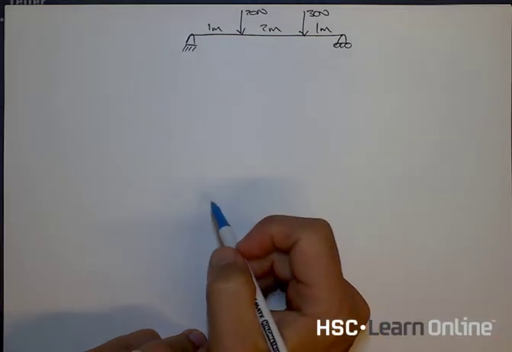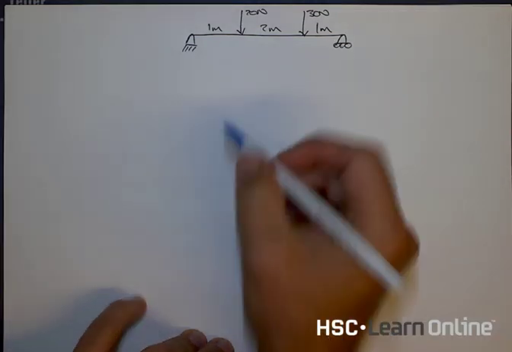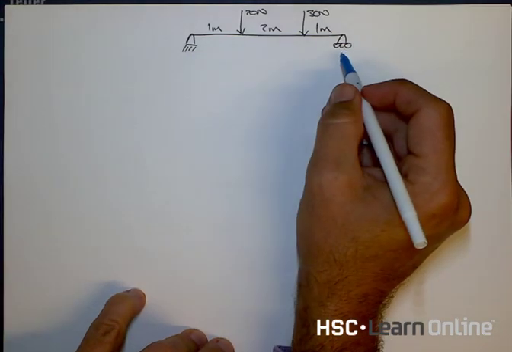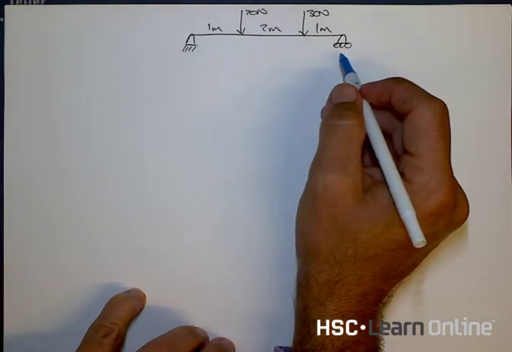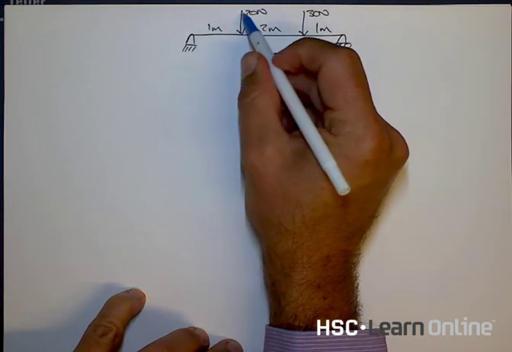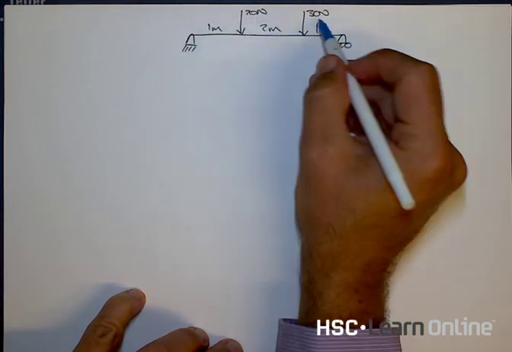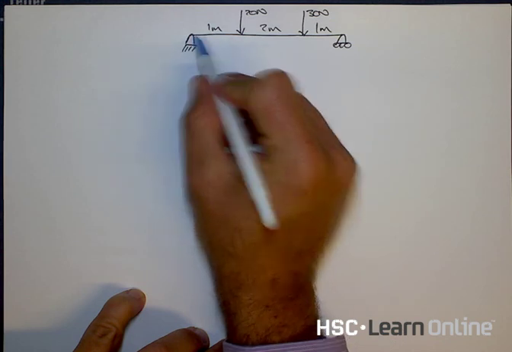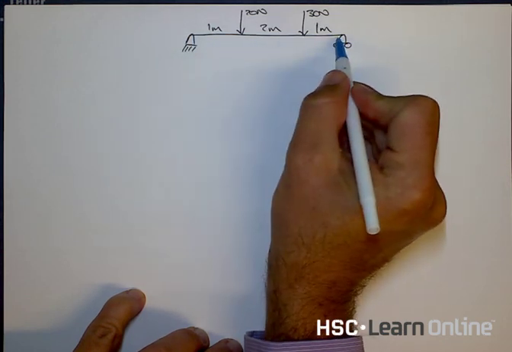This short recording is going to go through the process of calculating reaction forces, which is the first step of your truss analysis. So a couple of quick things. We've just got a truss over here that's got two forces, one of 20 newtons and one of 30 newtons, and they are spaced 1 meter, 2 meters and 1 meter apart.